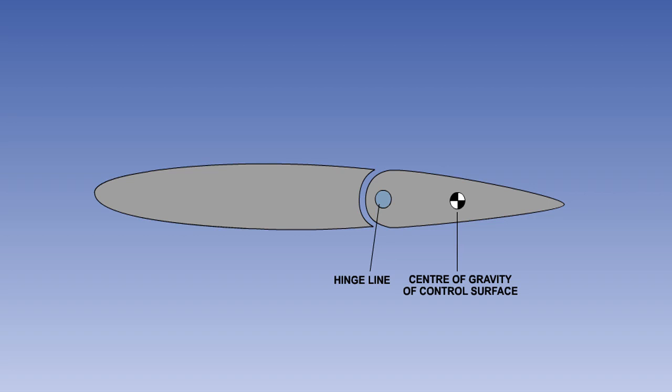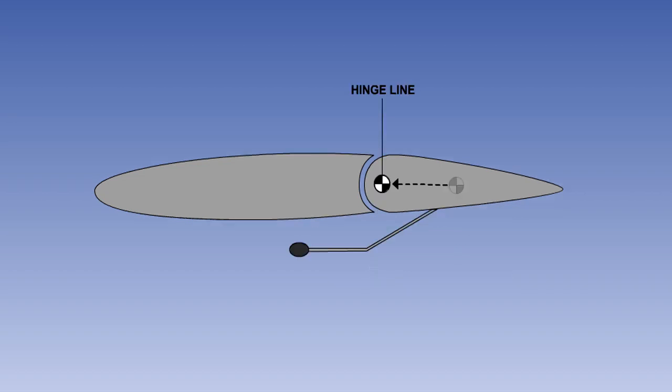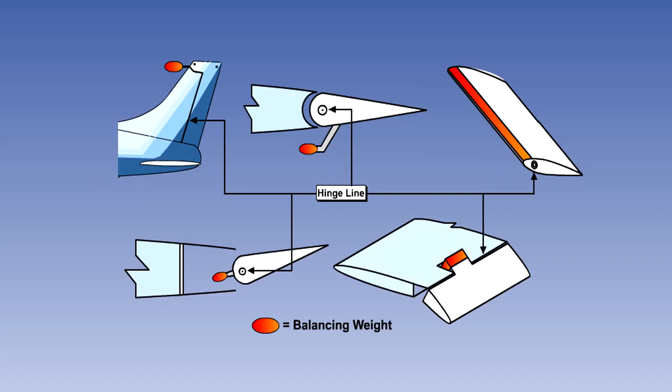Flutter is likely to occur if the centre of gravity of the control surface is behind the hinge line. Uncontrolled flutter can cause structural failure. Flutter can be prevented by moving the centre of gravity of the control surface onto its hinge line by adding weights to the control. This reduces the inertia moments about the hinge line. This is known as mass balancing, and it can be applied to elevators, ailerons and the rudder. Common methods of mass balancing are shown in the picture.